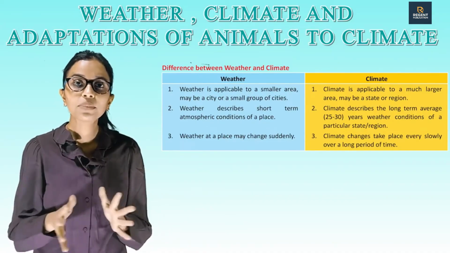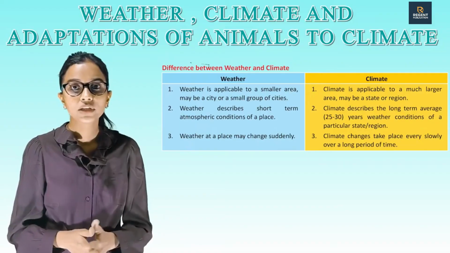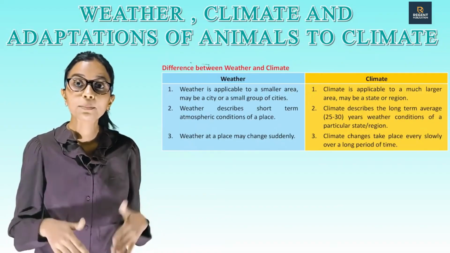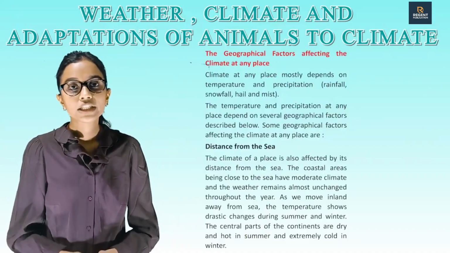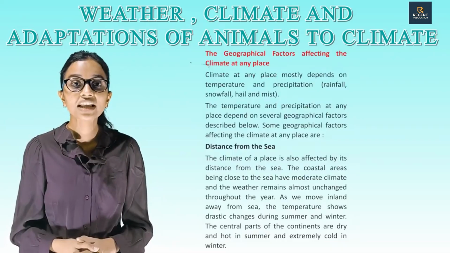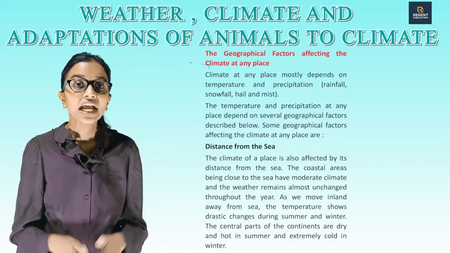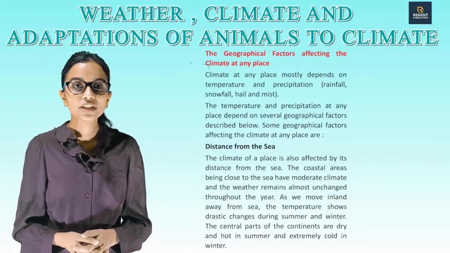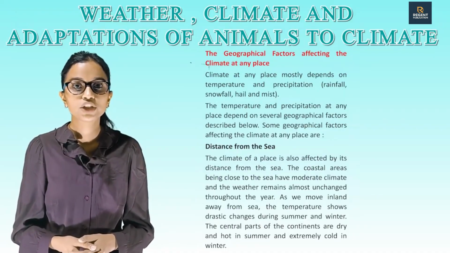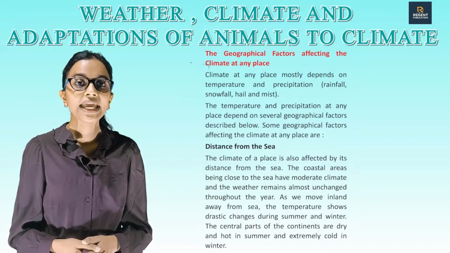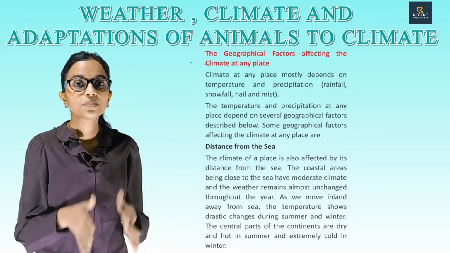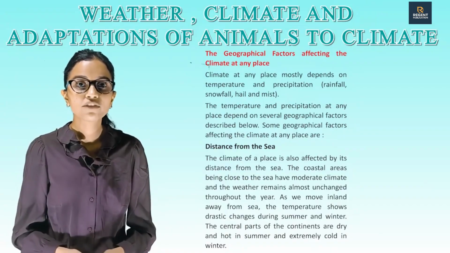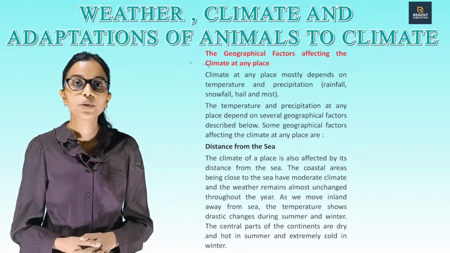Third, weather at a place may change suddenly. Climate changes take place very slowly over a long period of time. The geographical factors affecting the climate at any place: climate at any place mostly depends on temperature and precipitation, that is rainfall, snowfall, hail and mist. The temperature and precipitation at any place depend on several geographical factors described below.